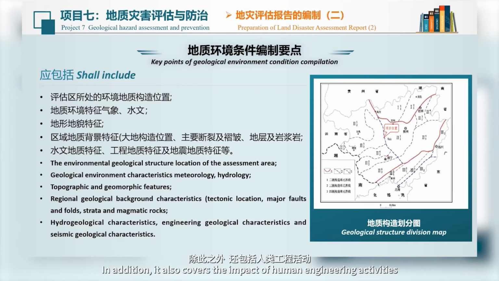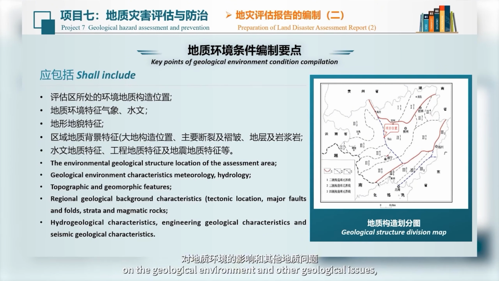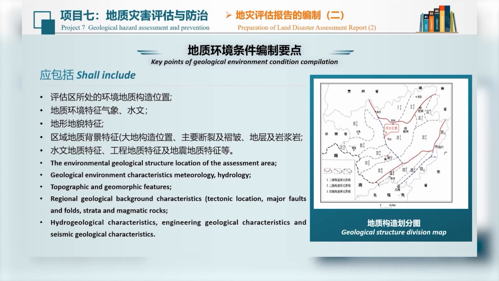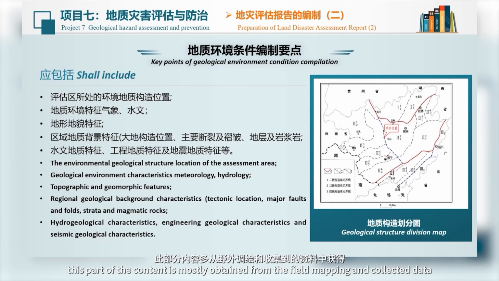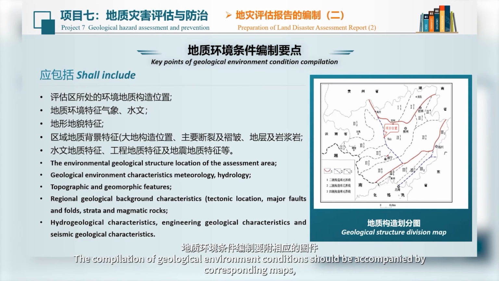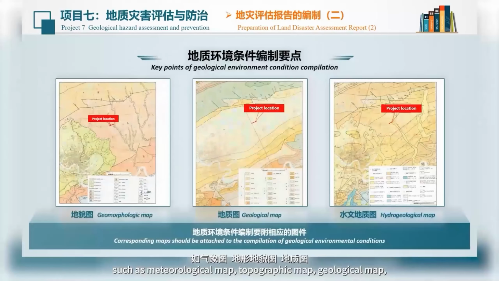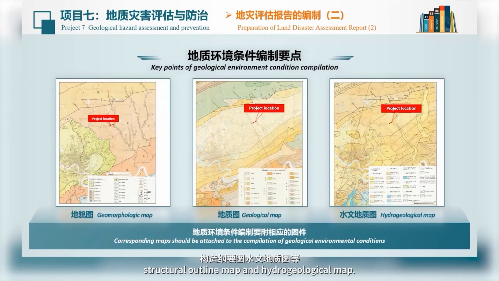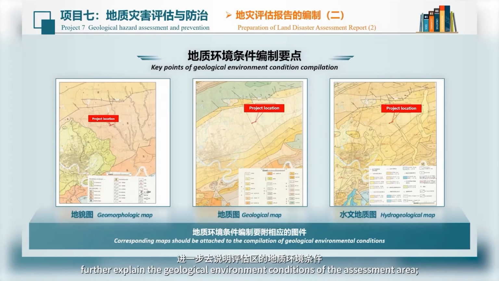In addition, it also covers the impact of human engineering activities on the geological environment and other geological issues. In the preparation of the report, this part of the content is mostly obtained from the field mapping and collected data. The compilation of geological environment conditions should be accompanied by corresponding maps, such as meteorological map, topographic map, geological map, structural outline map, and hydrogeological map. Through the maps, further explain the geological environment conditions of the assessment area.